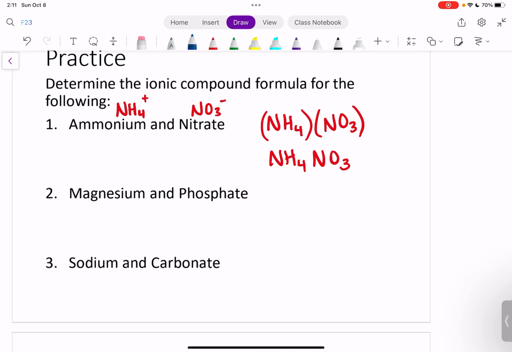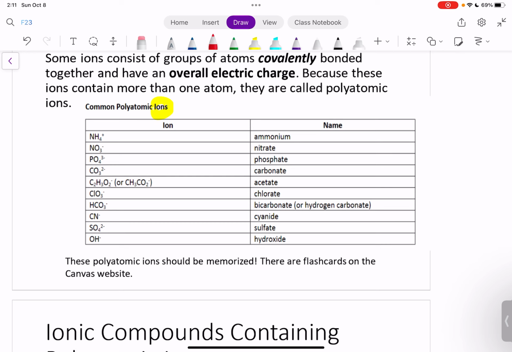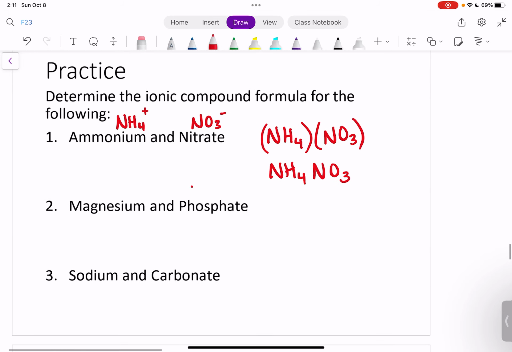All right, let's try the next one. So this is magnesium and phosphate. Phosphate is one of our polyatomic ions. So let's look up at our chart, and we can see we've got phosphate here, PO4 minus. And magnesium is just our regular magnesium ion. So looking at your periodic table, what's the charge on magnesium going to be when it forms an ion? Yeah, 2 plus.